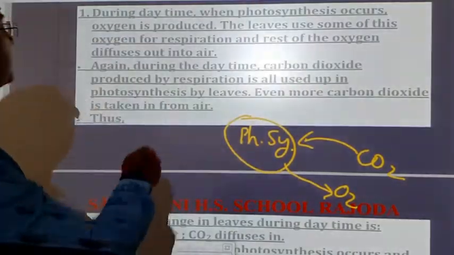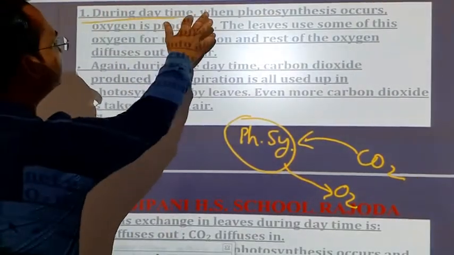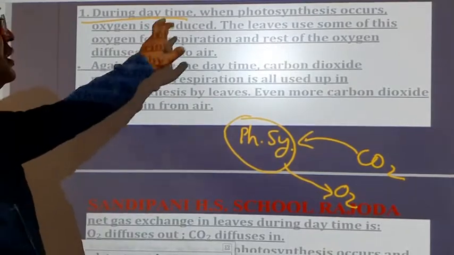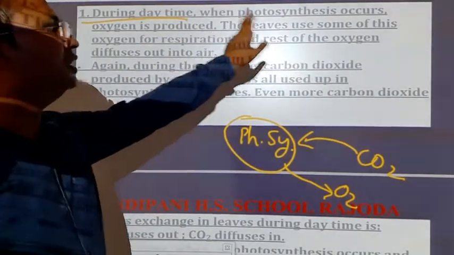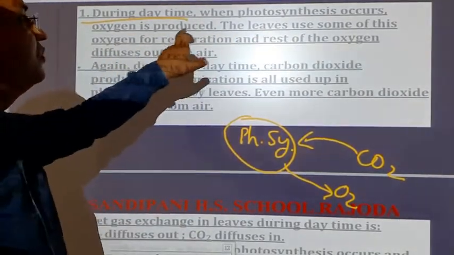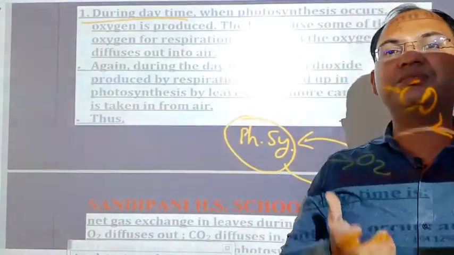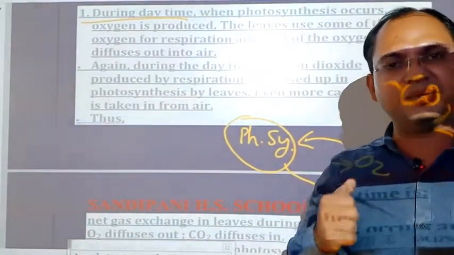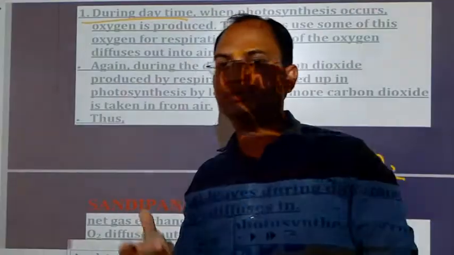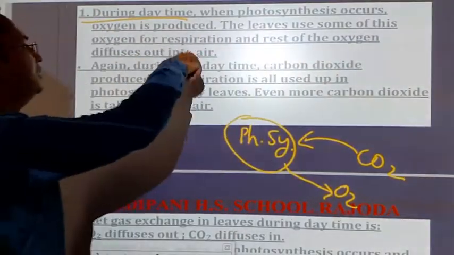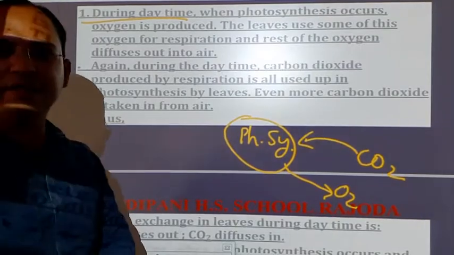See here, during the daytime, when photosynthesis occurs, oxygen is produced. The leaves use some of this oxygen for respiration. Some of the total oxygen produced in the leaf is utilized by the plant itself for the process of respiration, and the rest of the oxygen diffuses out into the air.